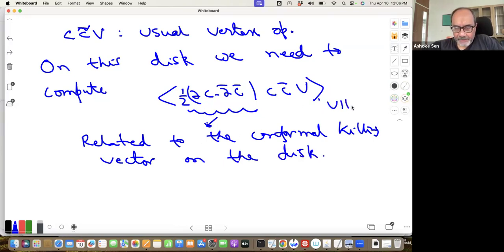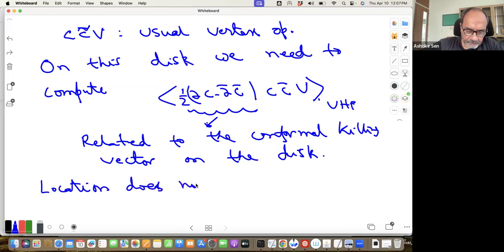So we are calculating this in the upper half plane. And the result, in fact, should not depend on where you place it. This is a dimension 0 primary, and by using an SL(2,R) transformation, you can push it anywhere on the upper half plane. So it doesn't really matter where on the upper half plane you are doing this calculation. But let's suppose you want to put it at i. So location doesn't matter. Take it at i.